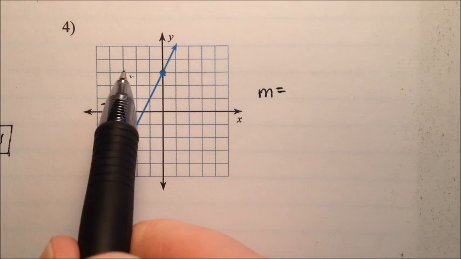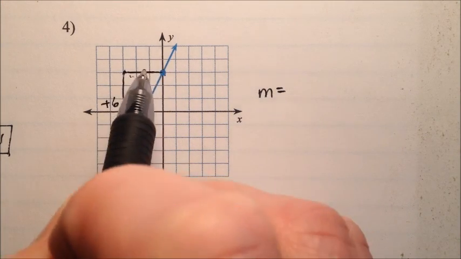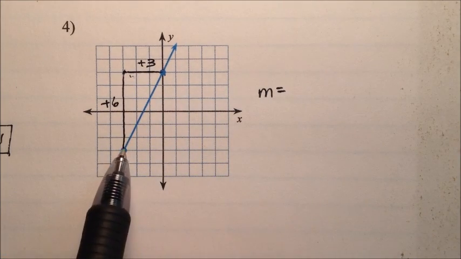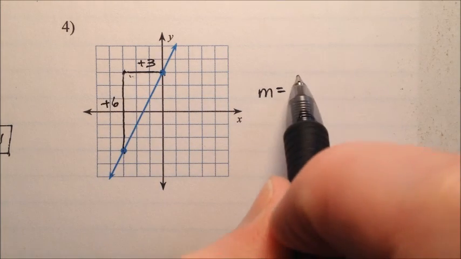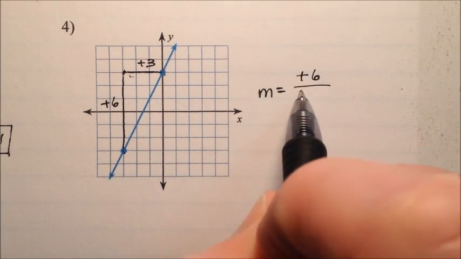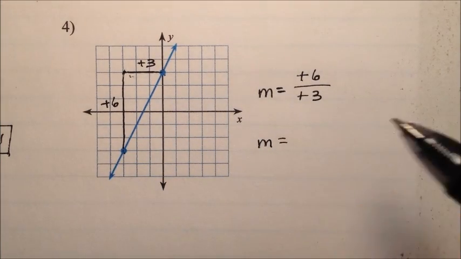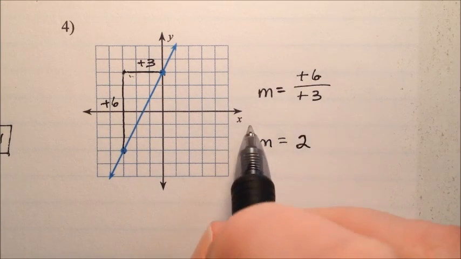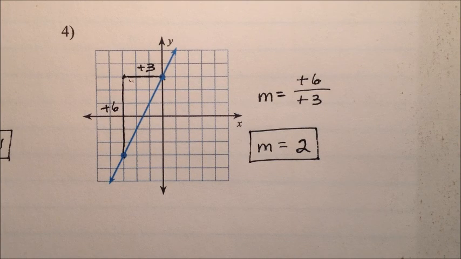And then from where we left off, how far did we go over? Well, 1, 2, 3. So we went 3, and since it's to the right, that's in the positive direction. So we went up positive 6 there, and went right, which is a positive 3. So rise over run will be positive 6 over positive 3. And we can reduce this because 6 divided by 3 is just 2, and it's positive 2. So for number 4, m equals 2.